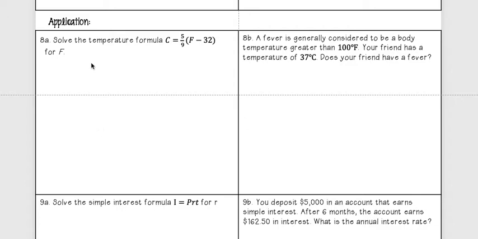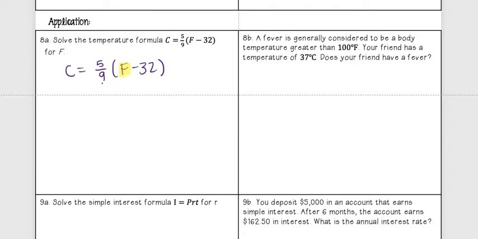Okay, so now we're going to get into some application problems. This first one says I want to solve the temperature formula for F. So let's go ahead and rewrite this. I have C is equal to 5/9 F minus 32. And this is a formula to switch between Fahrenheit and Celsius. So I want to solve for F.